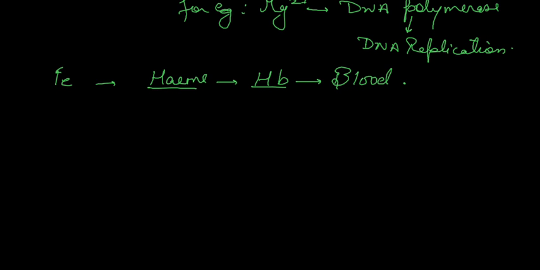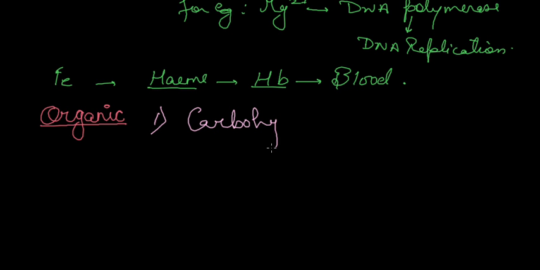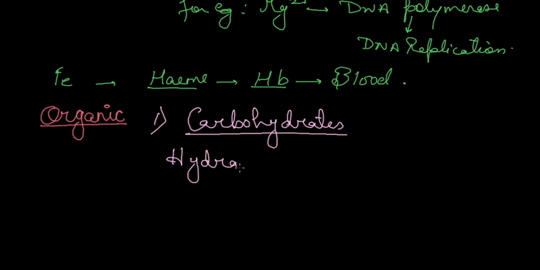Next, we come to the part on organic molecules. Among organic molecules, we are starting with carbohydrates. So what are carbohydrates? Carbohydrates, we can say hydrates of carbon, are known as carbohydrates. The general formula is CnH2nOn.